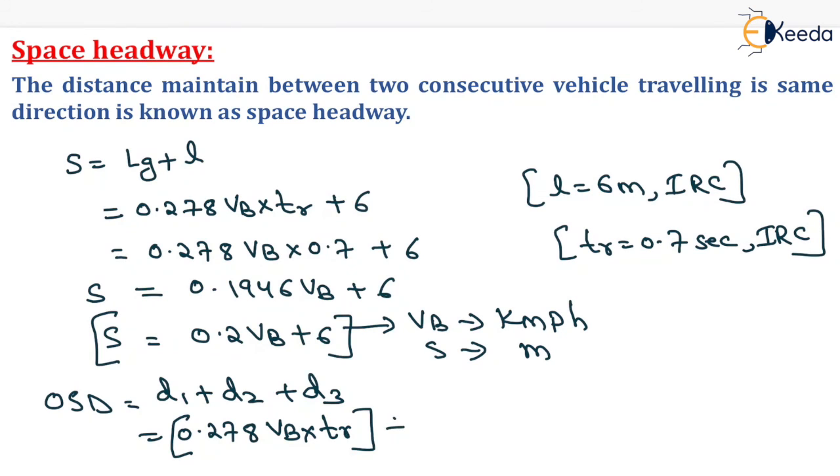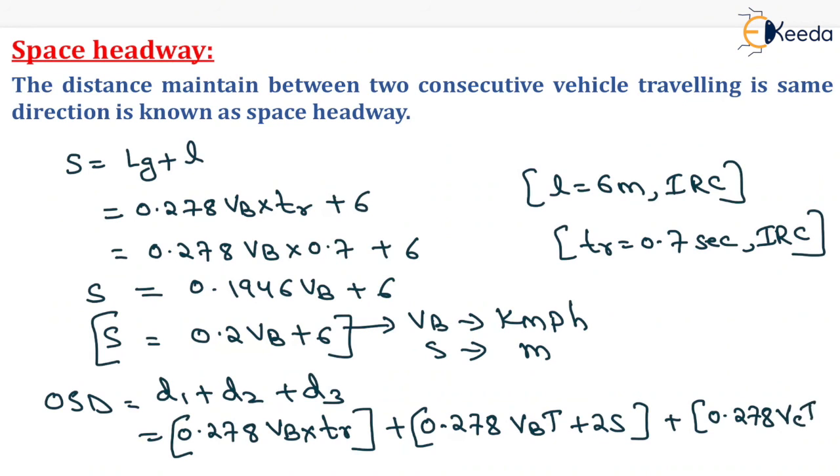And d2 will be equals to b plus 2s. So the value of b, that is small b, will be equals to 0.278 Vb into capital T, so d2 is 0.278 Vb into capital T plus 2s, and d3 will be equals to 0.278 Vc into capital T. From this formula, we can compute the overtaking sight distance in meter.